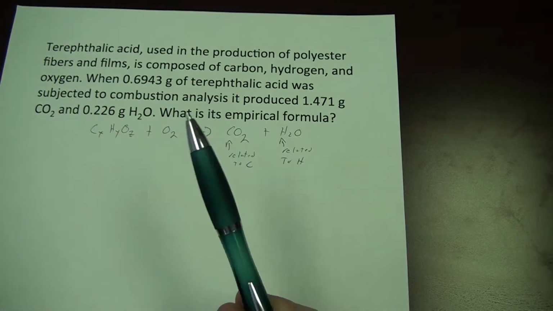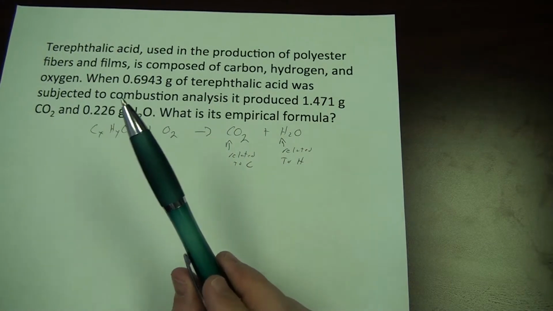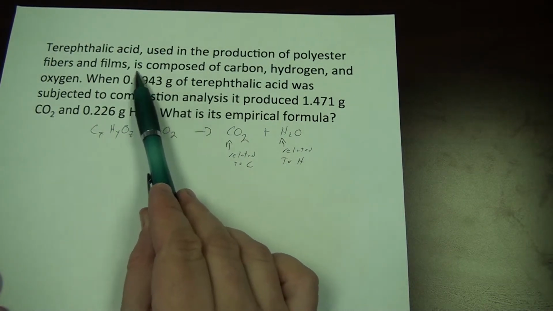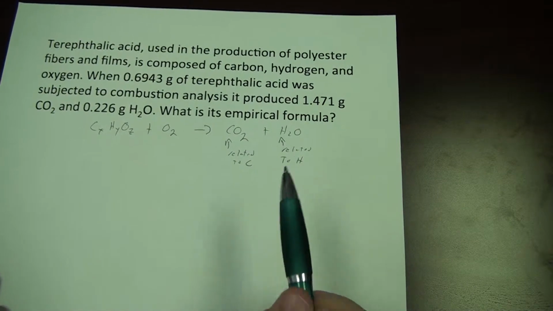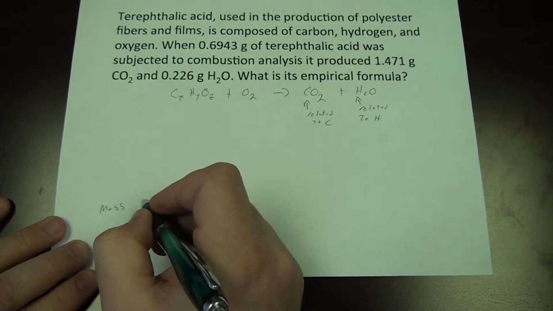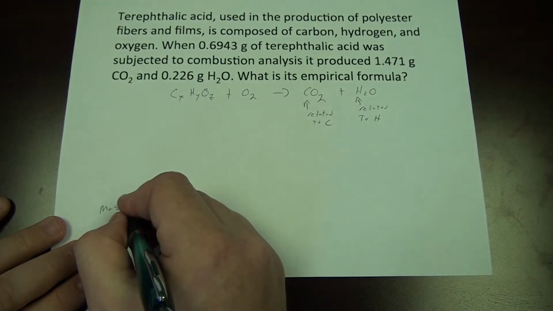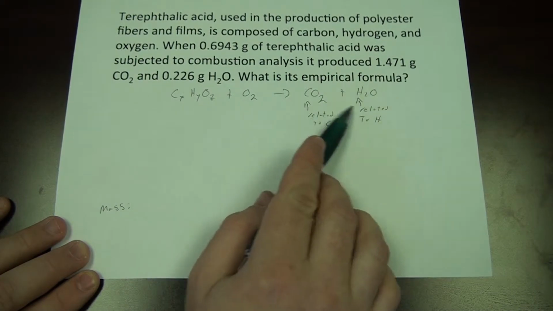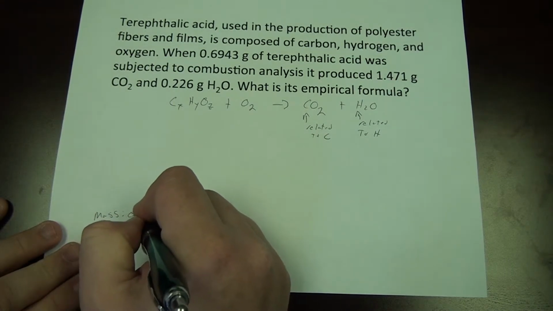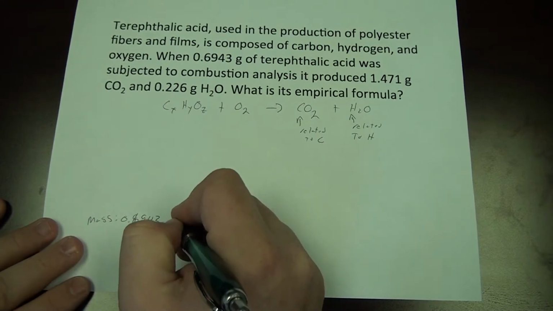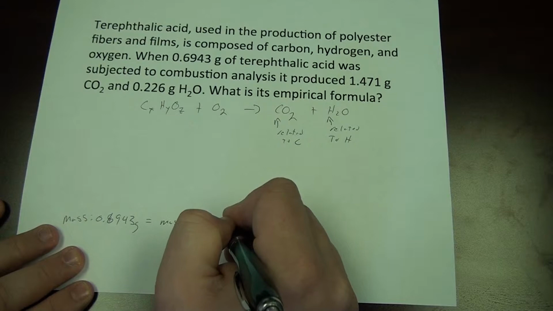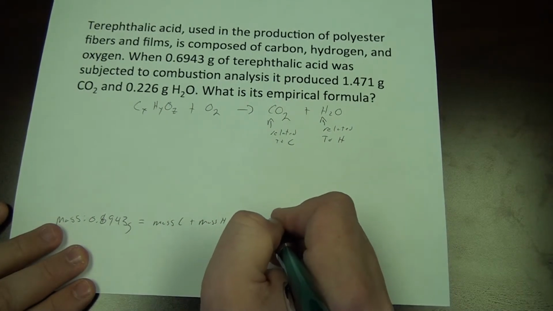But remember that the law of conservation of mass still applies. So if we started with this mass at the beginning, then at the end, the mass of the compound has to be conserved. So the total mass of the carbon, oxygen, and hydrogen that we have in the products has to equal this 0.6943 grams. It has to equal the mass of the carbon plus the mass of the hydrogen plus the mass of the oxygen.